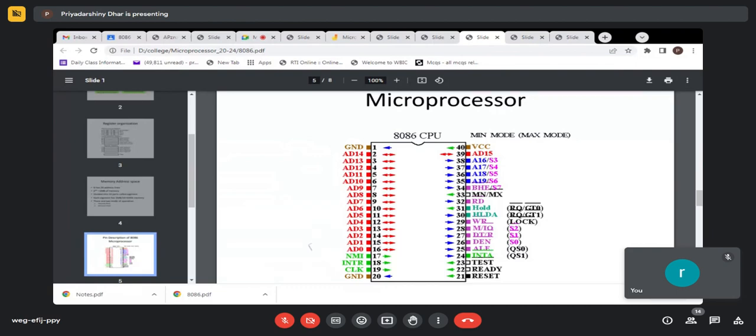For minimum mode, multiprocessing is not possible, so performance is poor. For maximum mode, multiprocessing is possible, because along with the 8086 we can use the 8087 and 8089 processors. For this reason the performance is very high. That is a 5 marks question.